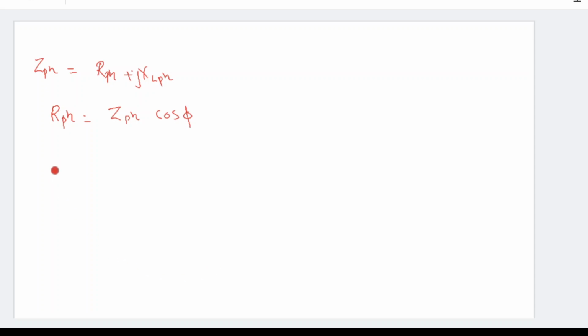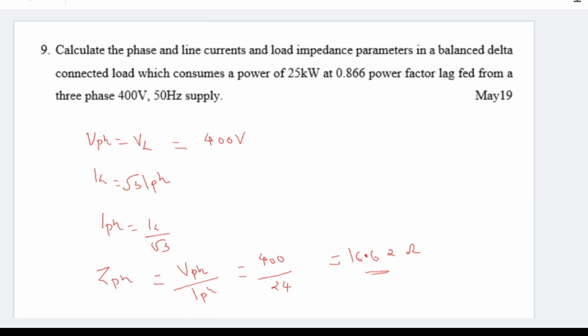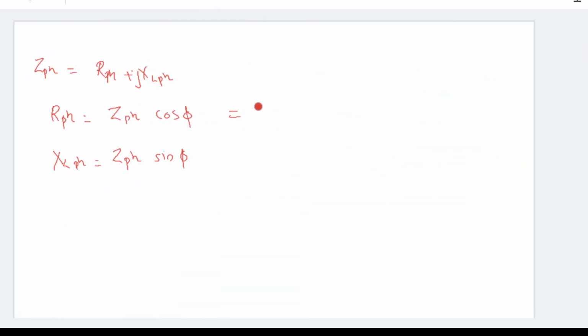That is, R phase equal to Z phase into cos phi, XL phase is equal to Z phase into sine phi. So what is Z phase into cos phi? We have to find out what is Z phase. It was 16.62. 16.62 into 0.866. I think you were by hearting the value of 0.866. So that will be 14.39. Okay. So R phase will be 14.39 ohm, and what will be XL phase?